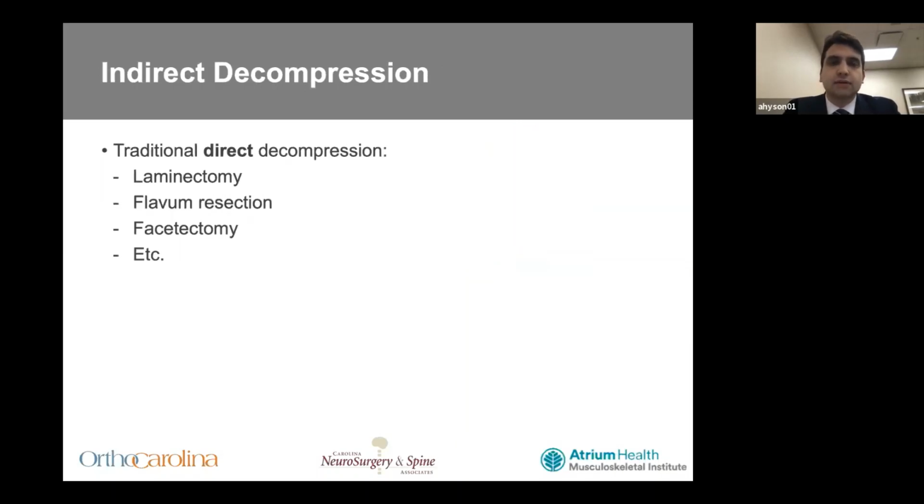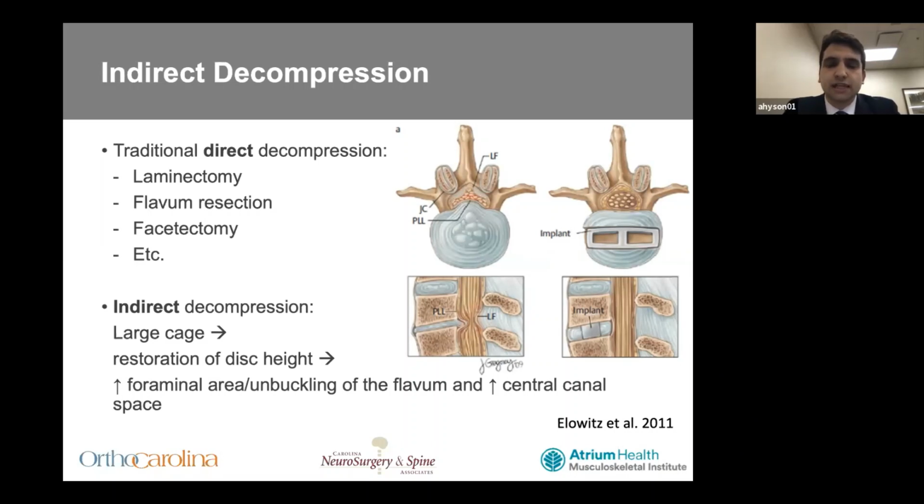Indirect decompression is a very important concept when considering this procedure, because when you consider other posterior approaches, you have a direct decompression of the spinal canal. This involves laminectomy, flavum resection, and facetectomy. However, in this procedure, as I stated earlier, often posterior supplementation is done percutaneously, and there's no direct decompression of the neural elements. Rather, you place a large cage in the intervertebral disc space. You have a restoration of disc height. Ligamentotaxis allows for unbuckling of the ligamentum flavum. You have increased foraminal area and increased central canal space, allowing for decompression and relief of these neurogenic claudication type symptoms that these patients were experiencing.